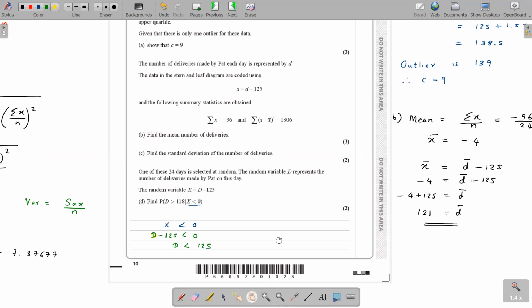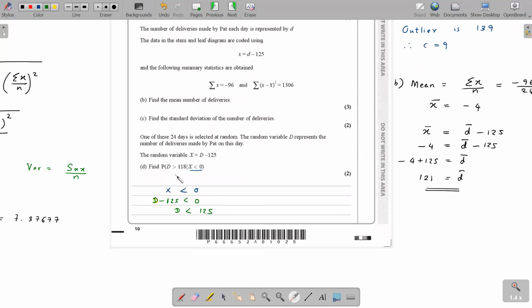Which means I can rewrite this sum. Instead of writing with two variables D and X, I can rewrite both with respect to D. X is the coded one, D is the original one. So when they give you X less than 0, I can't work with both these data, so I converted the X to D. Now rewrite the sum again: probability D is greater than 118 given that D is less than 125. We are going to work with D.